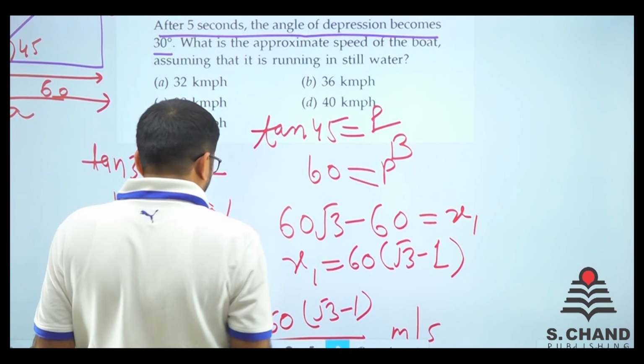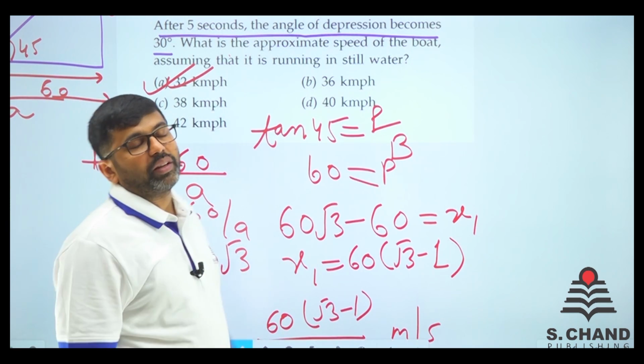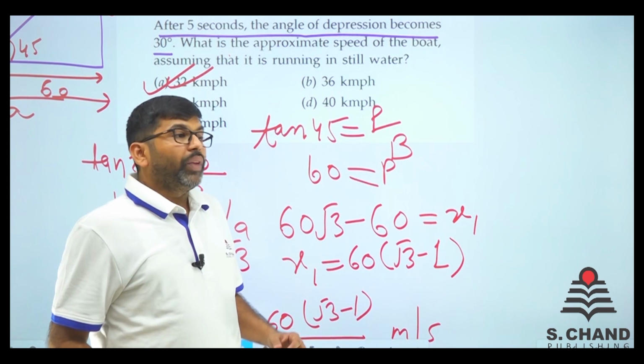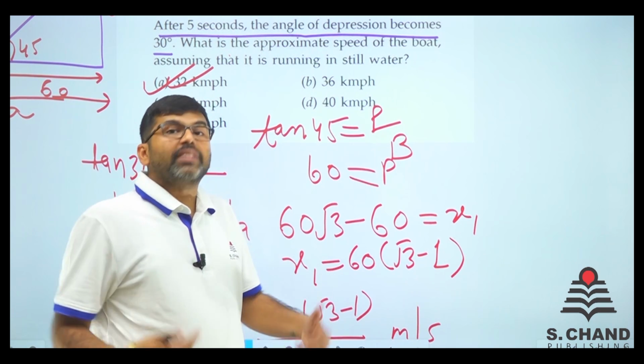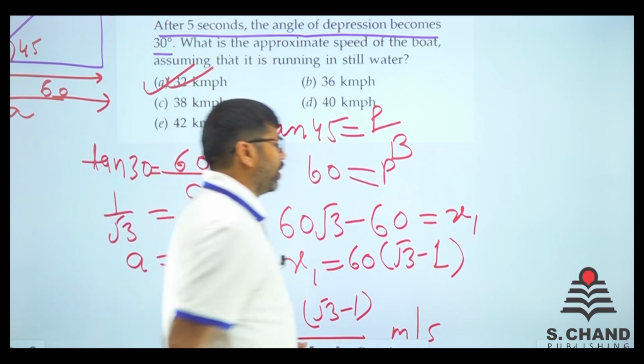31.536 is approximately 32 kilometer per hour. Approximately 32 kilometer per hour is the answer. So in this way, they have added the concept of time and speed both, along with the height and distance. Let's move on to another question.